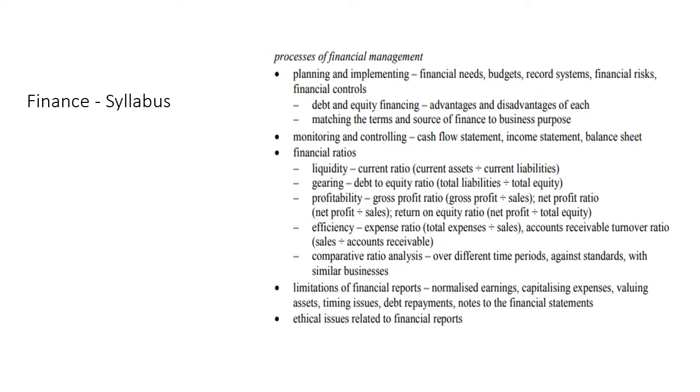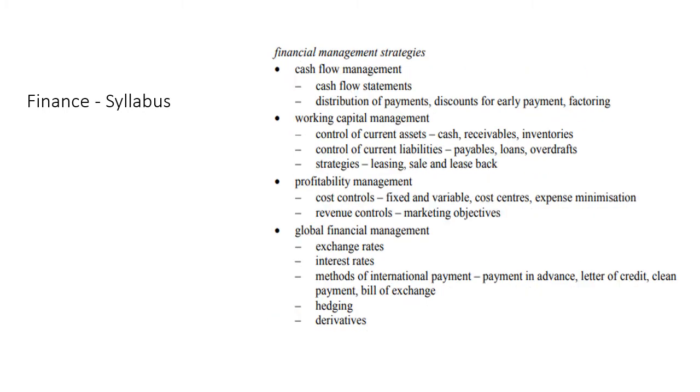Then we're going to look at our financial ratios and how those financial ratios are linked to the objectives. So we're looking at liquidity, gearing, profitability, efficiency. So they're our main ones. Then we're going to look at the limitations of financial reports. By this stage, we would have been back at school. And then we're looking at ethical issues related to financial reports.